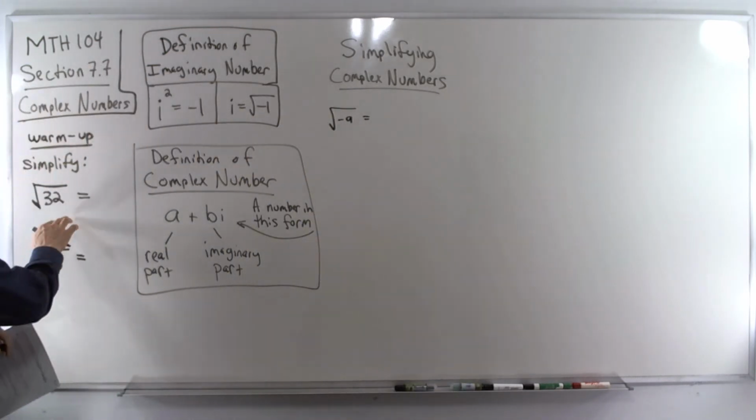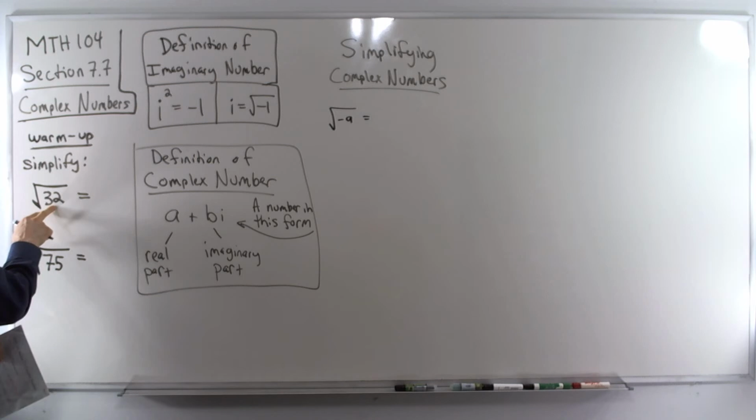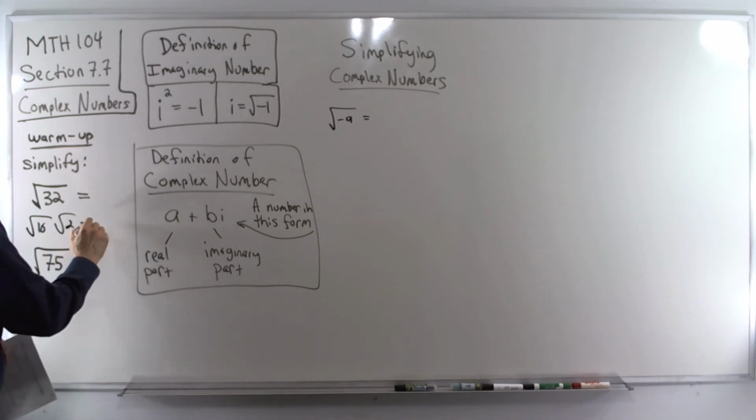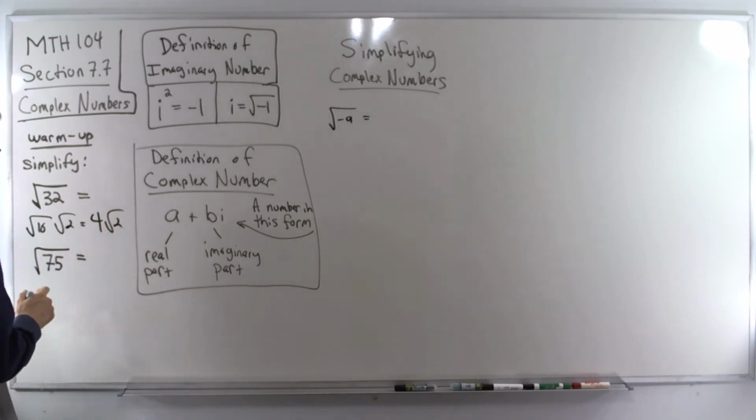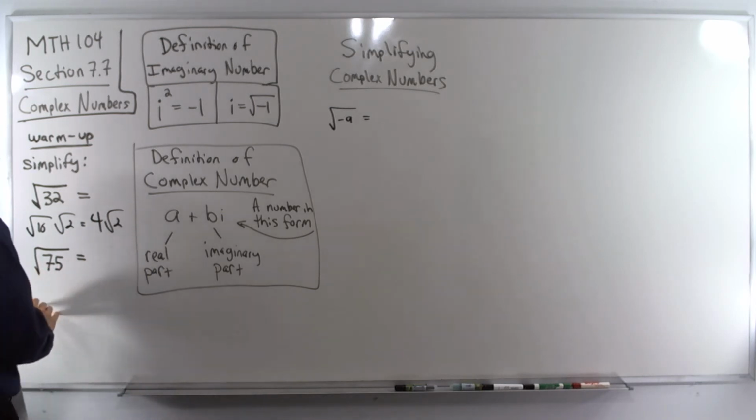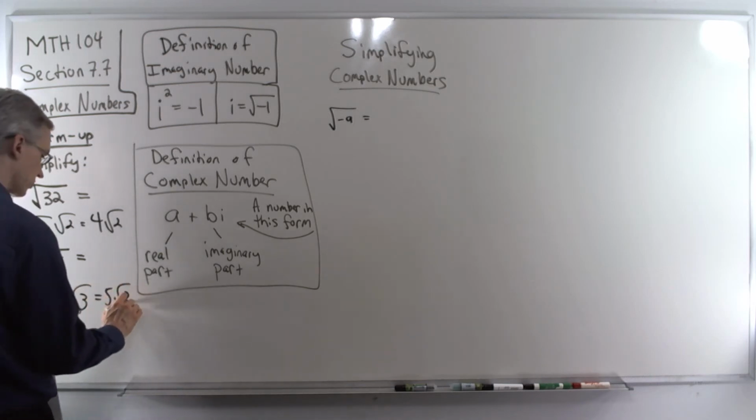So we're going to simplify these radicals. We have a square root, so we want to break this up into a perfect square. So that'll equal square root of 16 times the square root of 2. Square root of 16 is 4, so we get 4 square roots of 2. And then with 75, a perfect square that's a factor of 75 is 25. So that's the square root of 25 times the square root of 3. So 5 square roots of 3.